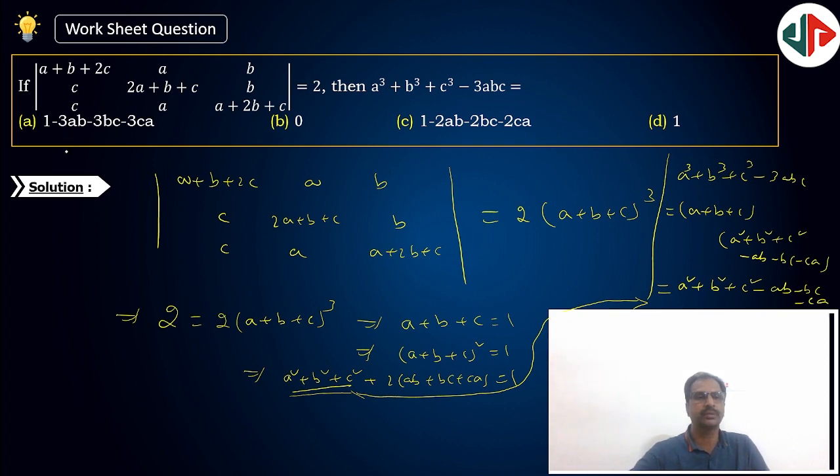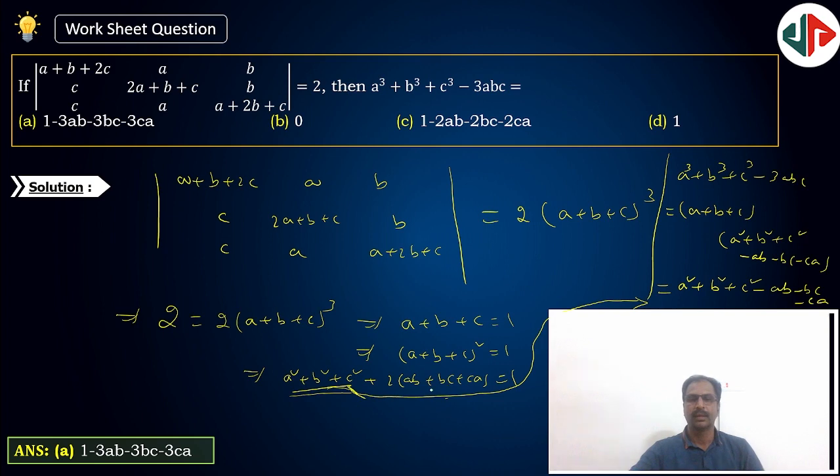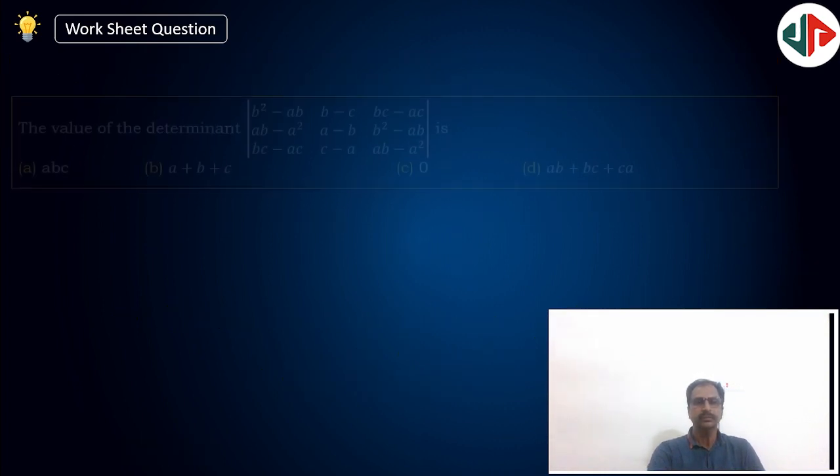Option A is correct. Substitute A square plus B square plus C square from this in that result. Here 1 minus 2 into (AB plus BC plus CA), and one more (AB plus BC plus CA) is there. So 1 minus 3 into (AB plus BC plus CA). Option A is correct.